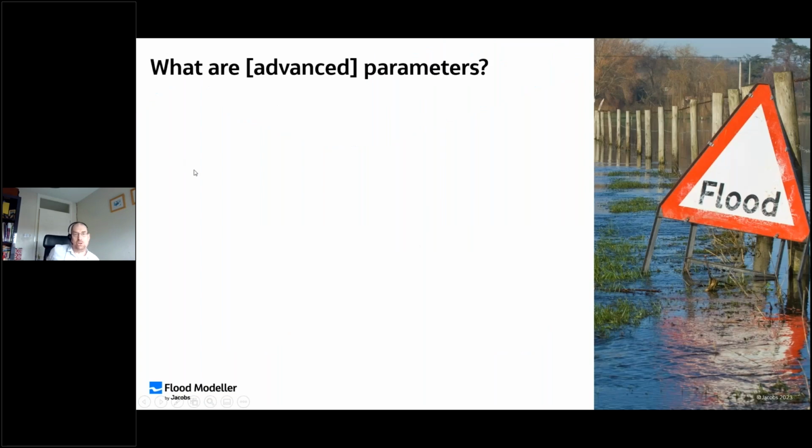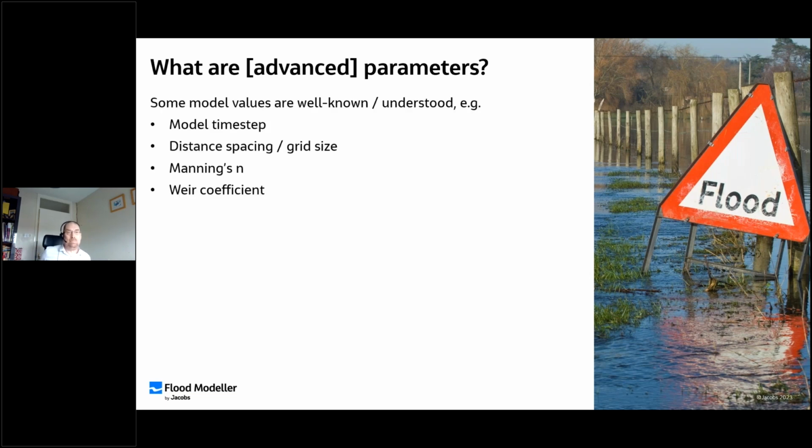I guess I'll start by introducing the subject. What are parameters or advanced parameters? Historically, I don't know the difference between what makes a parameter advanced or not advanced. It's something historic. But there are some parameters that are well understood by the modelers, more of the physical ones, or maybe not so physical, such as model time step, the model distance step, or the grid size when we're talking about 2D modeling. Manning's n, roughness coefficient, weir coefficients, they're all fairly well understood.